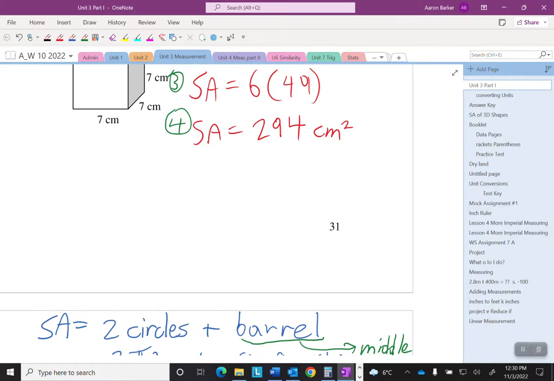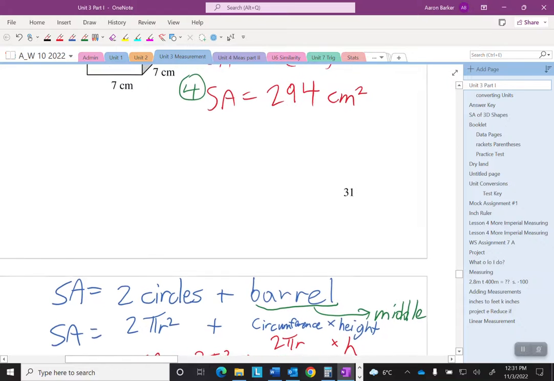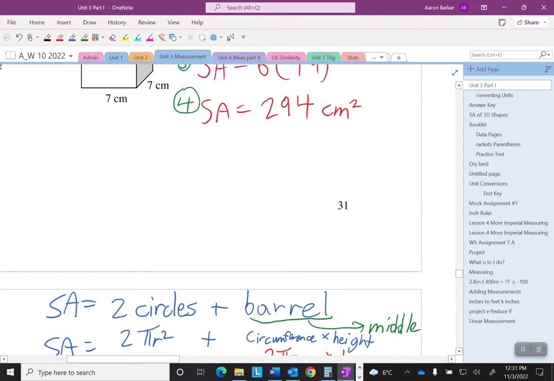So height, depth doesn't change if we rotate this around. What's the area of a circle? Just remember, pi r squared. But there's not 1 pi r squared, there are 2 pi r squareds. And that's why for the 2 circles, we're going to get 2 pi r squared. Okay, so you can write that down. The barrel's the tricky one. So surface area is 2 pi r squared.